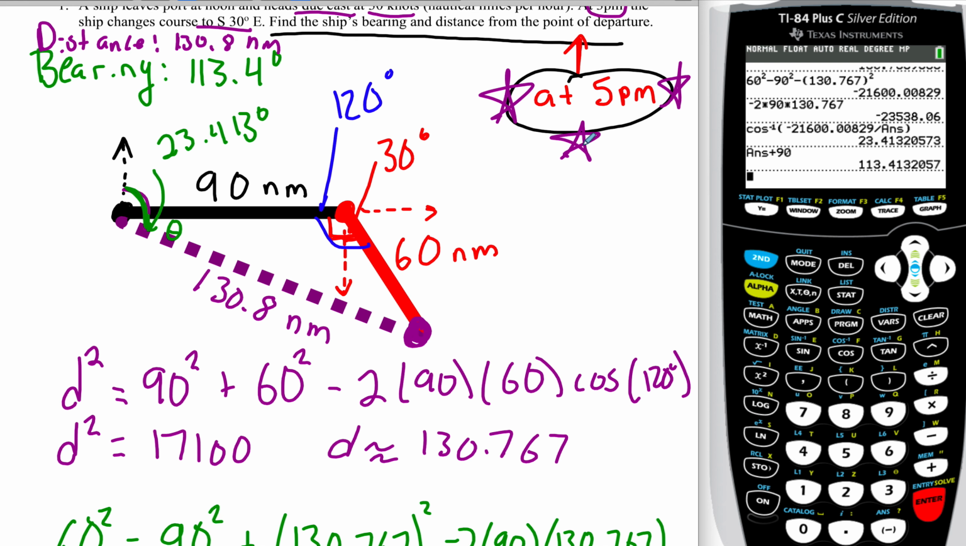But the idea is we're using the law of cosines once to find the remaining side. That's what I call the law of cosines of sides. And then we're using the law of cosines of angles to find the little piece that we then add up to find the total bearing. Please make sure you understood what I did here. And when you're ready, I'm going to go ahead and move on to the second problem.